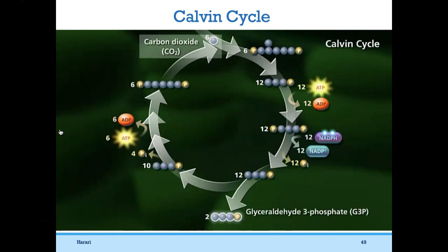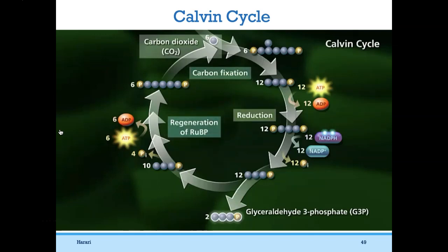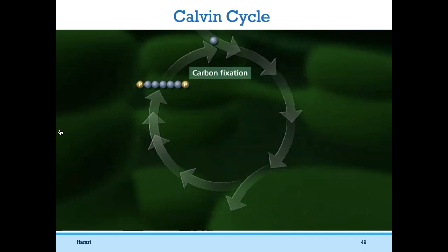carbohydrate glyceraldehyde 3-phosphate. The cycle consists of 3 steps, the first of which is carbon fixation. In this step, carbon dioxide is attached to ribulose 1,5-bisphosphate, resulting in a 6-carbon molecule that splits into 2 3-carbon molecules.